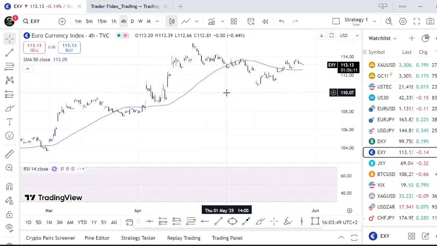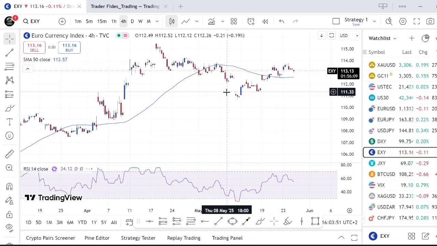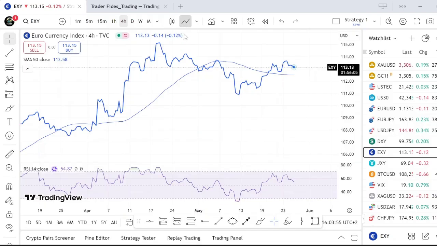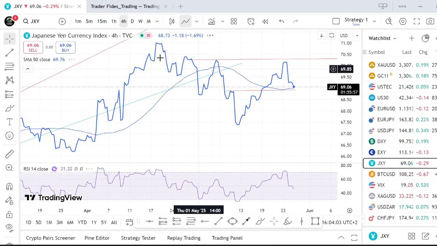In terms of the euro index, well, euro seems to be making some highs after a brief drop, continuing to make steady highs. If we just break it down into a line graph, we can see higher high, higher high, higher low, and it's continuing to push to the upside. So we are seeing euro strength at the moment.